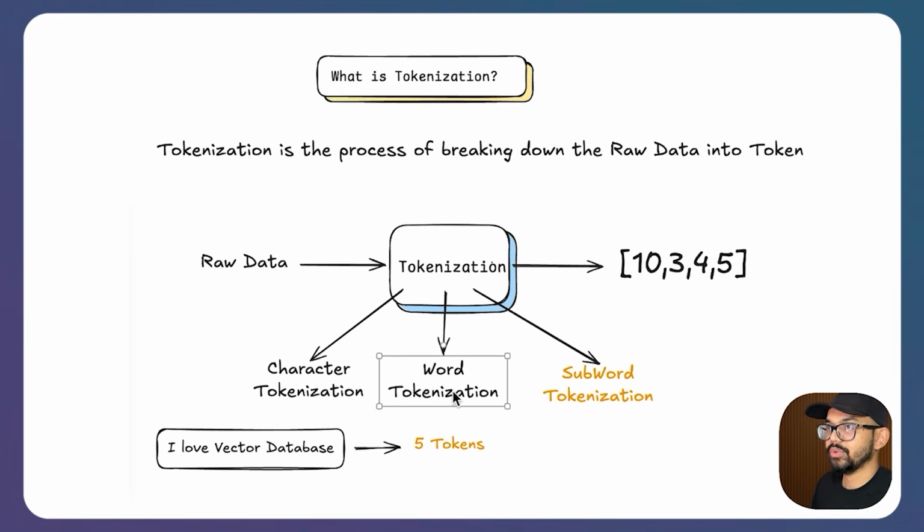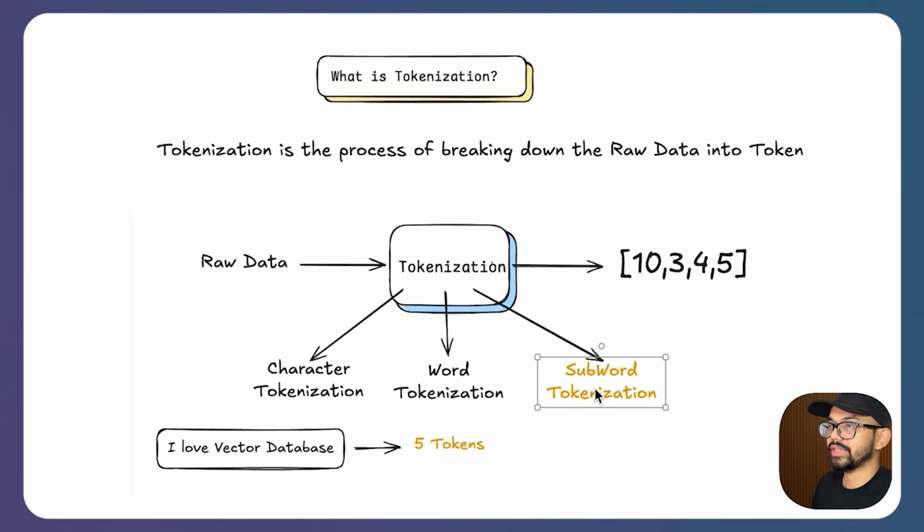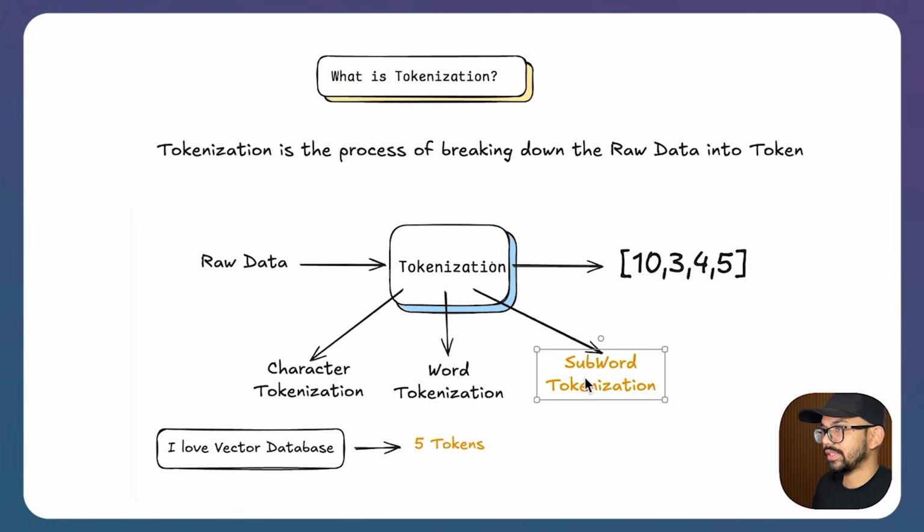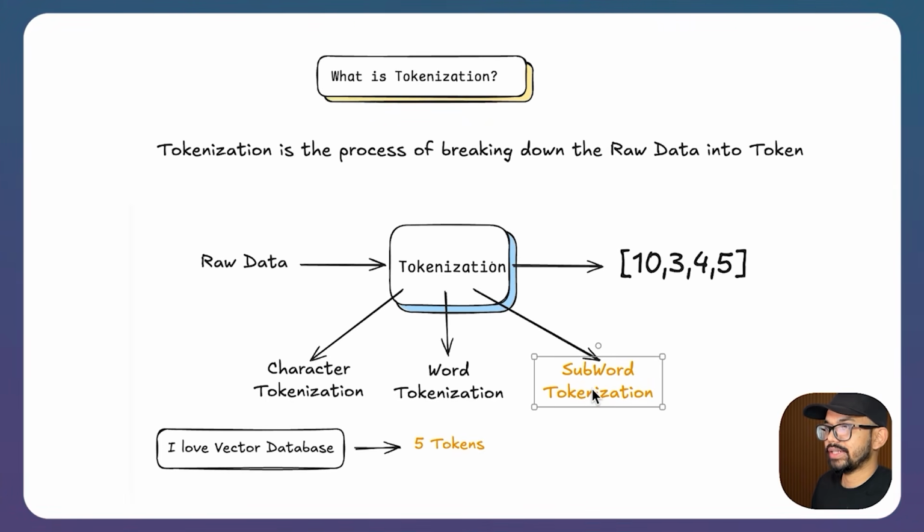Then we have word tokenization, based on the number of words, right? And then you have the subword tokenization that breaks down words optimally, right? Now, this is something that's not done just randomly. It is actually done with a lot of training to find the optimal way to reduce the number of tokens, right? And as I show those examples, this concept will be crystal clear.